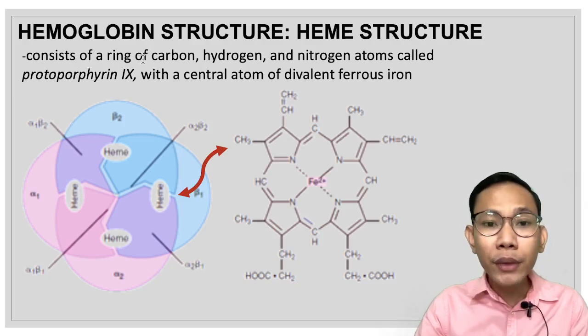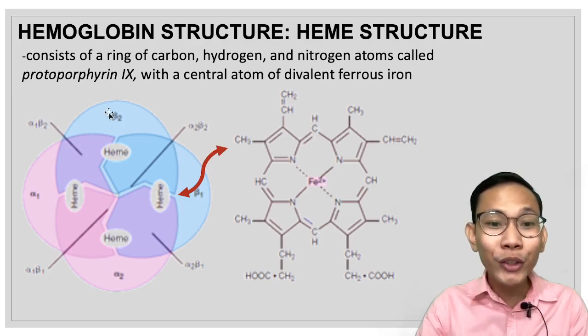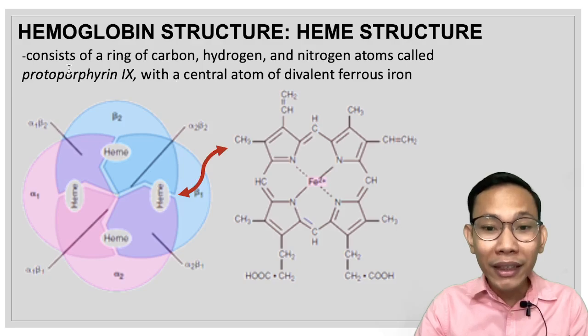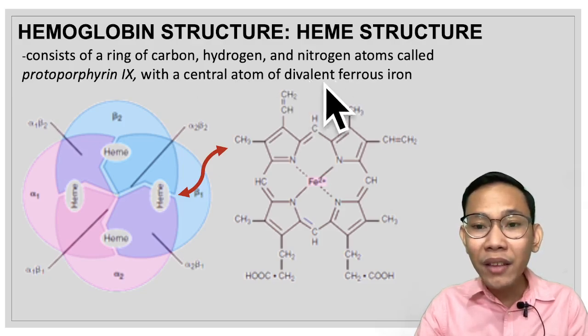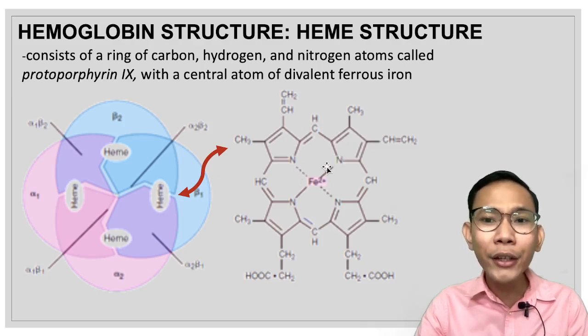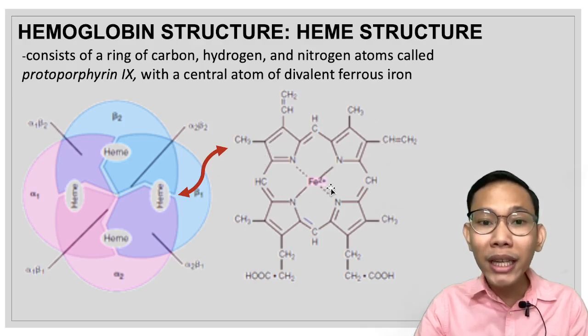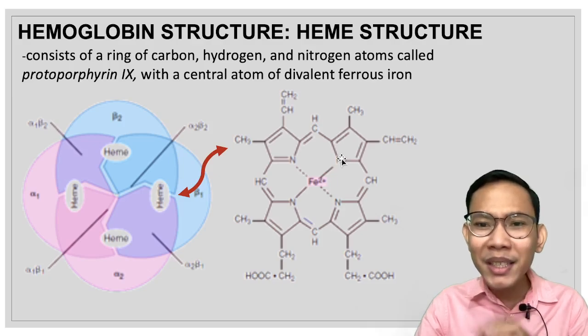It consists of a ring of your carbon, hydrogen, and nitrogen atoms called your protoporphyrin 9. So, the entire ring here is your protoporphyrin 9, with a central atom of a divalent ferrous iron. So, therefore, may ferrous iron. Ano nga ang ferrous iron? Fe2+. Ang ferric is Fe3+. So again, remember, protoporphyrin 9 plus iron at the center. That's the basic structure of your heme.